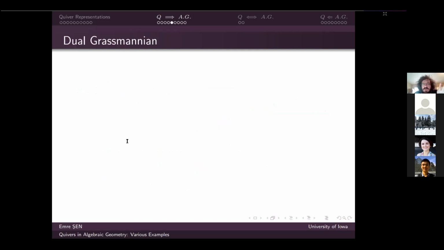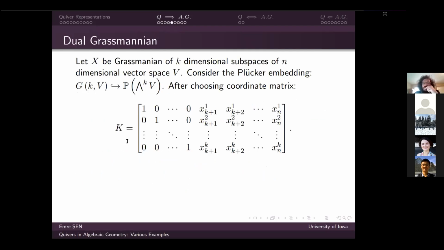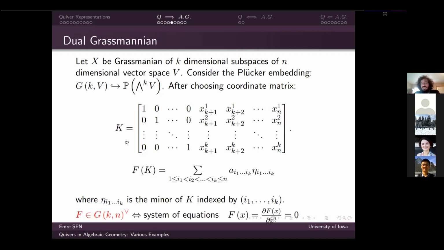And we can do a similar thing for the Grassmannian varieties, right? We can consider just the Plücker embedding, right? We embed the Grassmannian into the projectivization of wedge K, the exterior algebra. And we can consider the general form, and let's recall the definition of a dual variety.